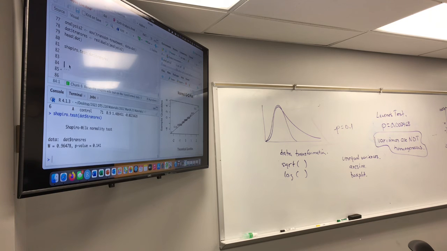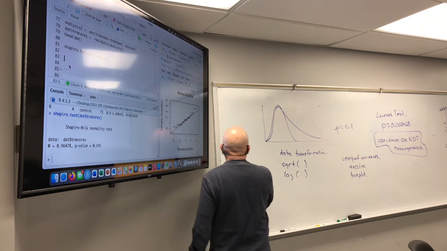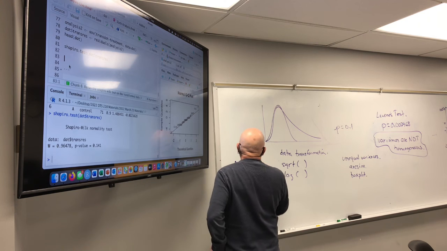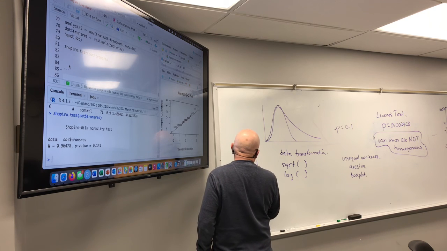And we see that we still have data that appear to be normally distributed. So now we know that we have satisfied the assumption of normality, and we have homogeneity of variances.